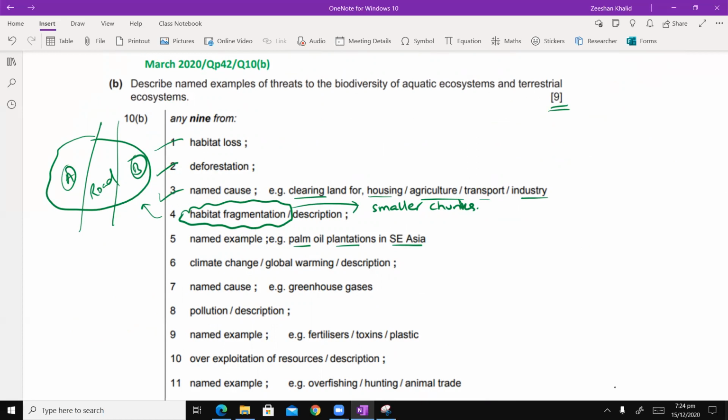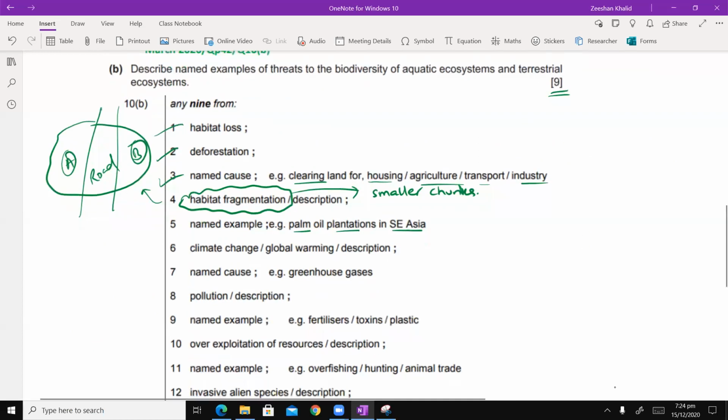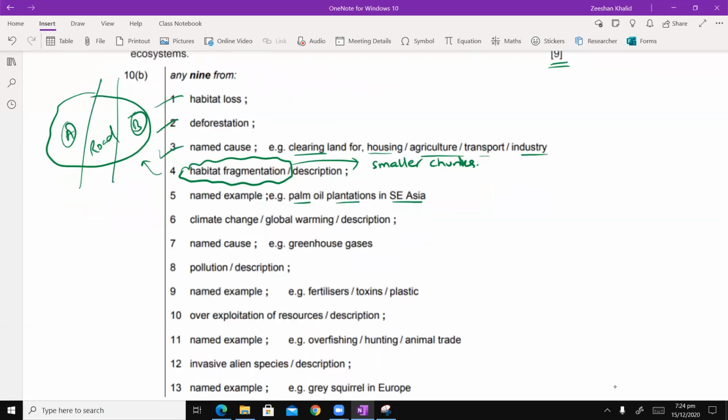You have to ensure that you go through the textbook in detail. After this lesson, when you do that, you will feel much better because you will understand what exactly you want to know. Anyhow, point number 6, climate change, global warming description. Again, we've talked about this. Named cause, greenhouse gases. We've talked about that.